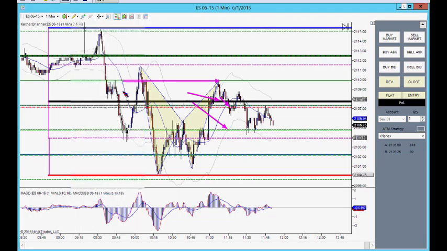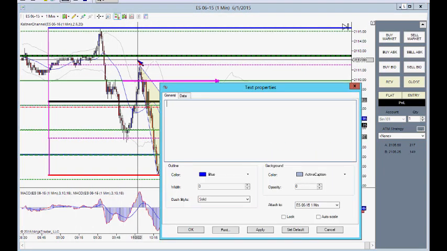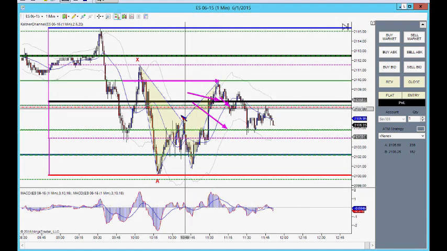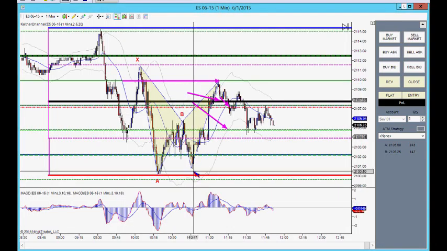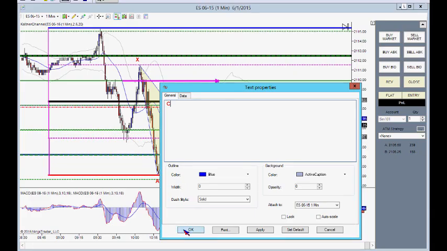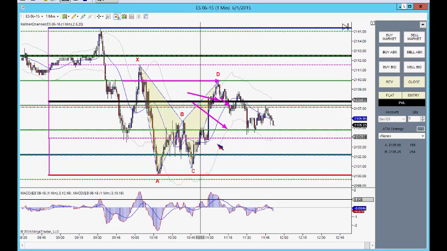I know we don't sometimes do that, but here is your X, A, B, C, D. All right, and that was the trade we looked at earlier.